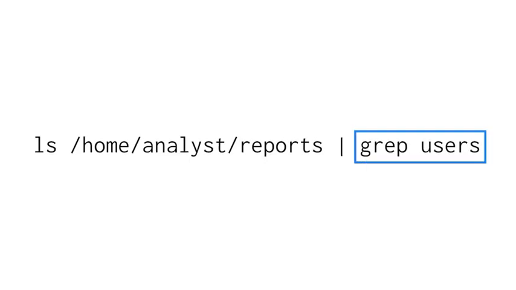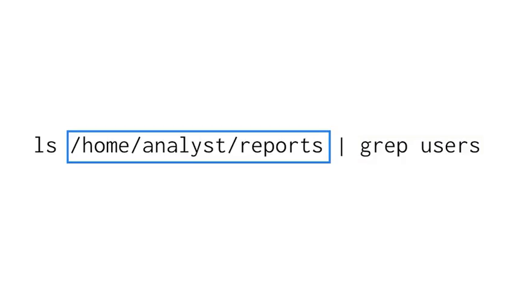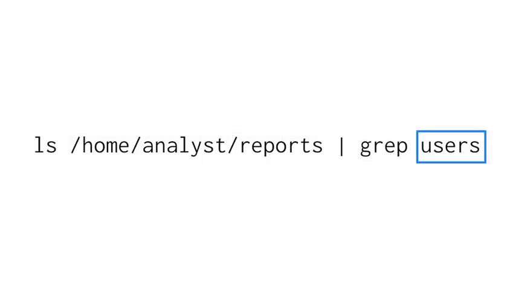As we just learned, grep searches for a specified string of characters. In this case, it's users. But where is it searching? Since grep follows a pipe, the output of the previous command indicates where to search. In this case, that output is a list of files and directories within the reports subdirectory. It will return all files and directories that contain the word users.